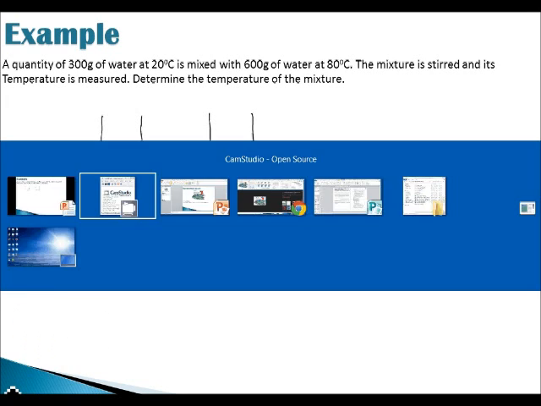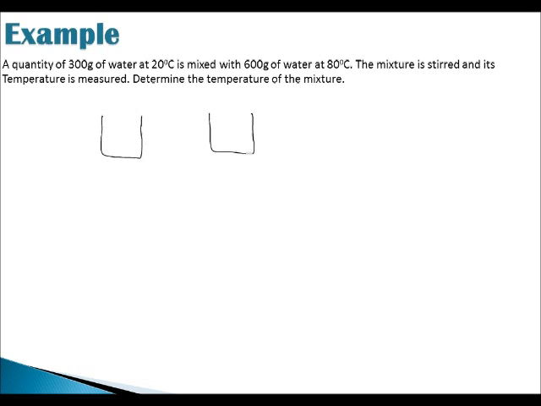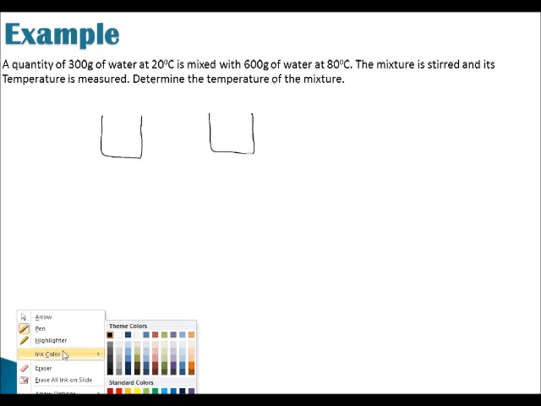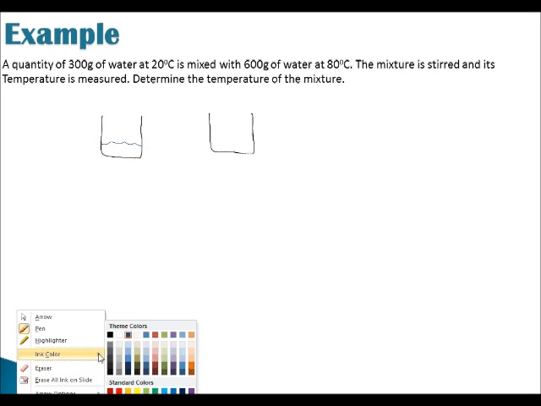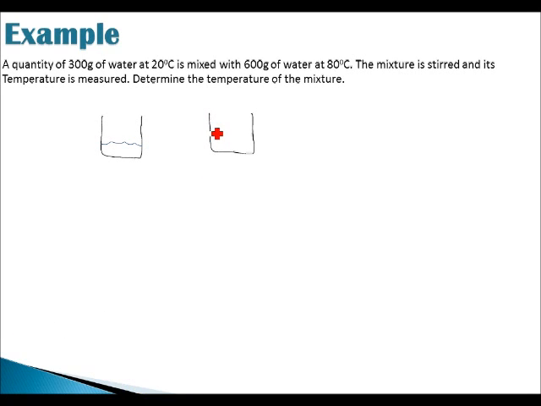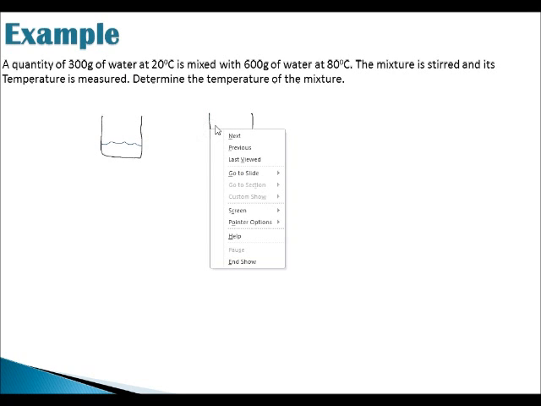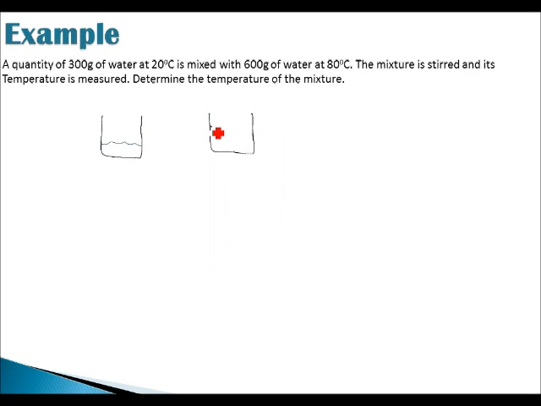So here we have two temperatures. We have 300 grams at a cooler temperature. Even though 20 degrees isn't that cool, I'll make it blue to make it cool. So 300 grams at 20 degrees Celsius. And a bit warmer, we have 600 grams, so double the amount, at 80 degrees Celsius.